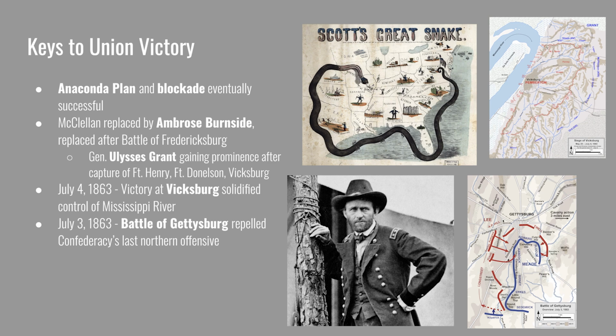Richmond, Virginia, the Confederate capital, is captured on April 3, 1865. General Lee retreats and Grant finally catches him at Appomattox Courthouse in Virginia. On April 9th, they meet to sign the surrender of the Confederacy.